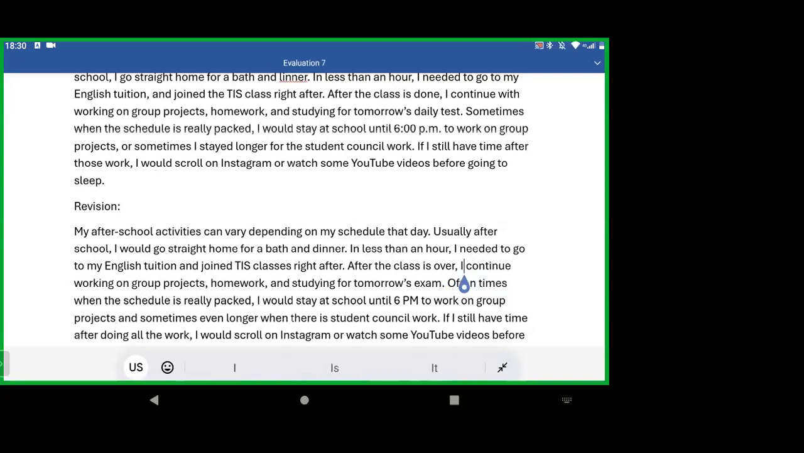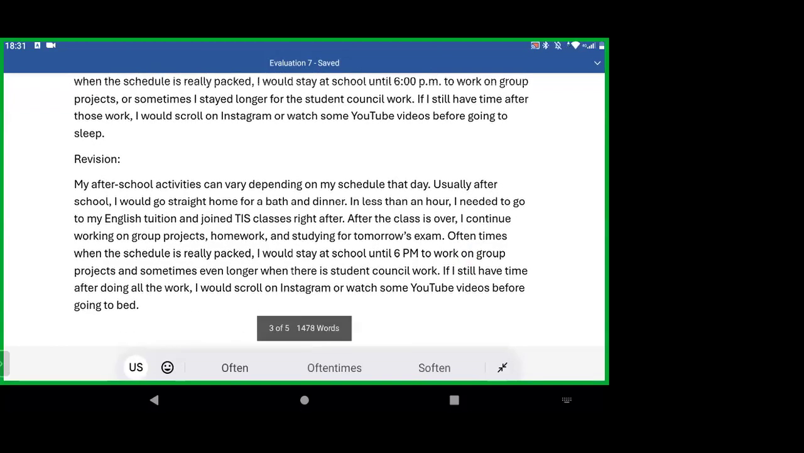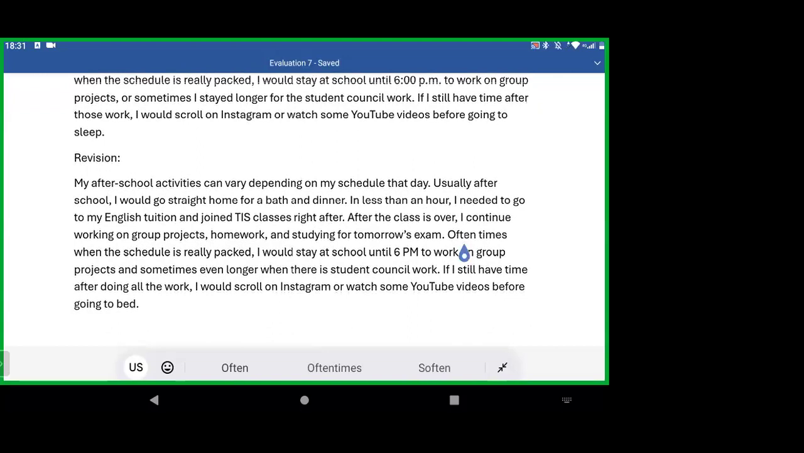Okay, so you can just say this. After class is over, I continue working on group projects, homework, and studying for tomorrow's exam. So now we can add a comma in between homework and add because we're listing three things. So homework, comma, and studying for tomorrow's exam. And instead of saying daily tests, I'm just saying exams. So it technically means the same thing, but I'm just trying to minimize the vocabulary usage.